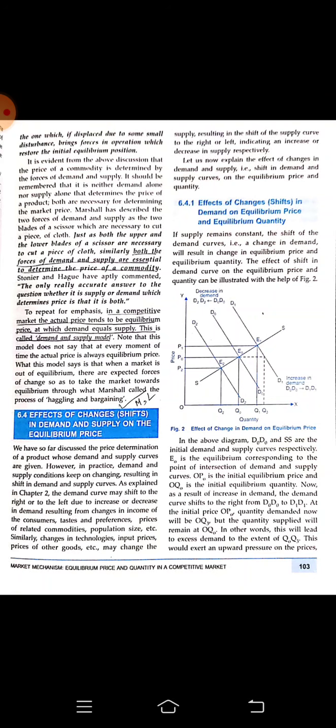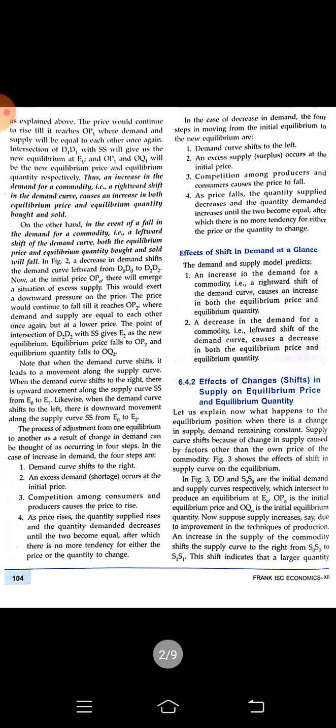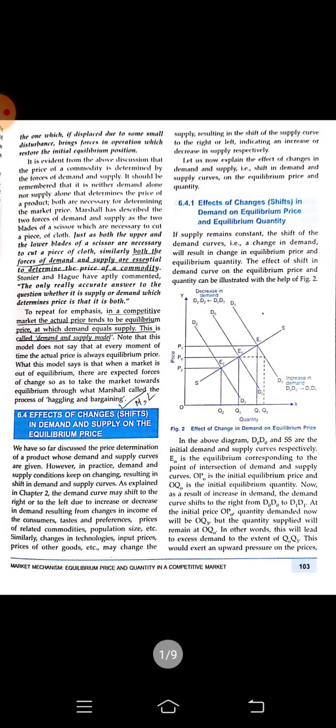This would exert an upward pressure on the prices, as explained above. So the price would continue to rise until it reaches OP1, where demand and supply will be equal to each other once again, intersecting at D1 and SS, which gives us the new equilibrium E1. So in other words, we can say an increase in the demand of a commodity, that is a rightward shift in the demand curve, causes an increase in both equilibrium price and equilibrium quantity bought and sold.